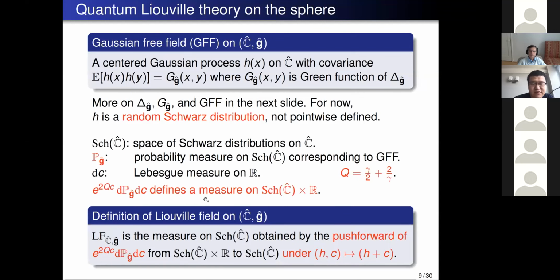So now the Liouville field on the sphere is defined as follows. We consider this probability measure, which is the probability measure on the Schwartz distribution on the sphere corresponding to this Gaussian free field. And then this measure defines a measure on the product space. Here, this dc is just the Lebesgue measure, and this Q is a constant depending on gamma. And then the Liouville field on the sphere is simply the push forward of this measure on this product space to the Schwartz distribution space by this additive function. So this is the definition of a Liouville field on the sphere.